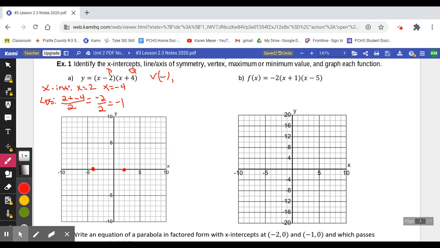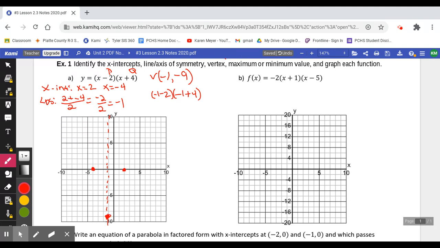And just like before, to find the y value, you got to go plug it in. So I'm going to come down here and I'm going to go negative 1 minus 2 in the first parentheses, and in the second parentheses, I'm going to do negative 1 plus 4. Type that into my calculator and that will give me negative 9. So I'm going to go put my dashed line in for the line of symmetry. Plot my vertex.